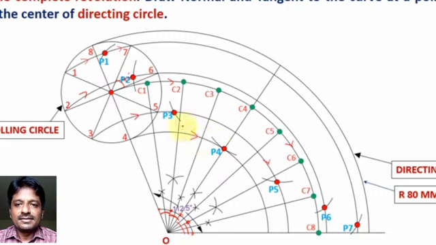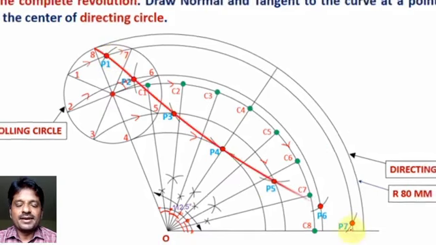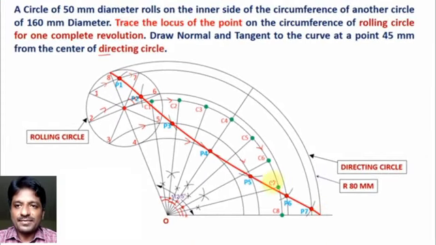They mark points that lie on the hypocycloid. Now join all these points using a freehand sketch, and you will be getting a complete trace of the hypocycloid.